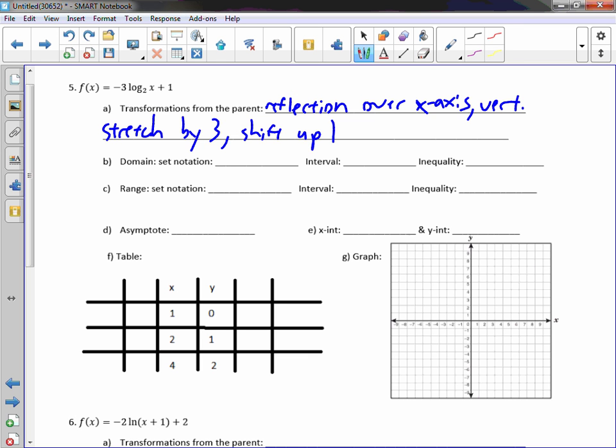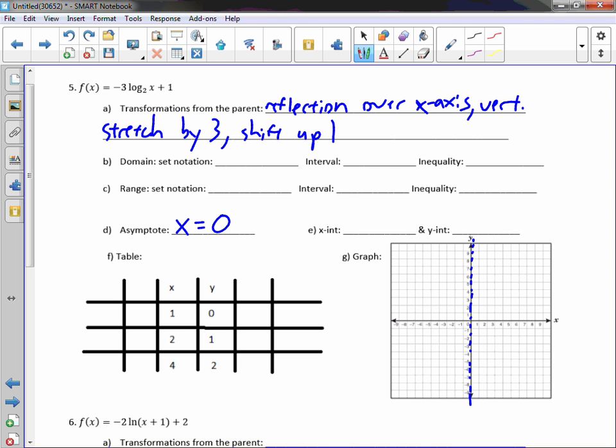So when it comes to logs, our asymptote is always our left or right shift. In this case, there is no left or right shift, so the asymptote is x equals 0. Notice our asymptote now is an x equals. When x was in the exponent, it was a y equals transformation, but now that it's log, it's an x equals transformation. X equals asymptotes are vertical lines. So there's our asymptote.